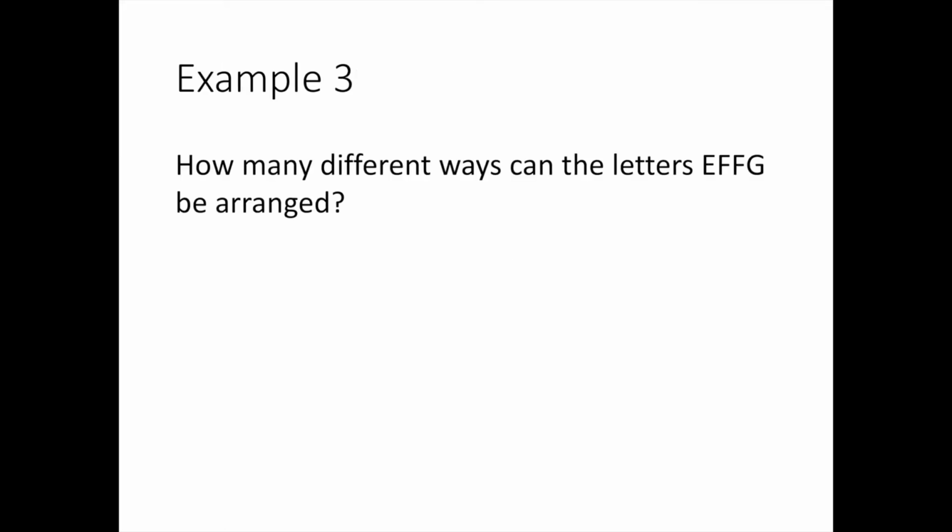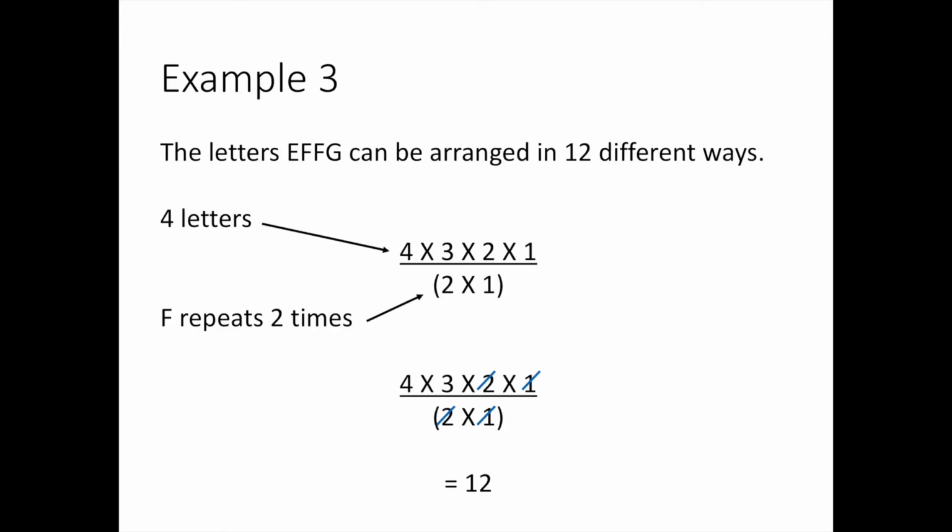So for the next example, how many different ways can the letters E, F, F, G be arranged? There are 4 letters, so you have to start by doing 4 times 3 times 2 times 1. But because the F repeats twice, this reduces the possible number of permutations. So you have to divide by 2 times 1 because that's how many times the F repeats.